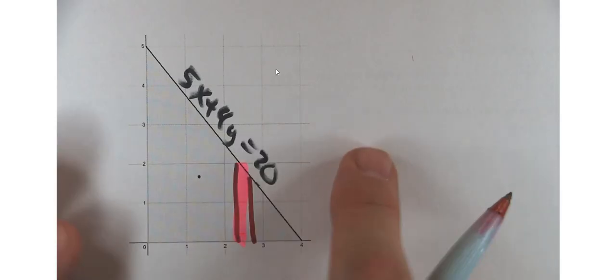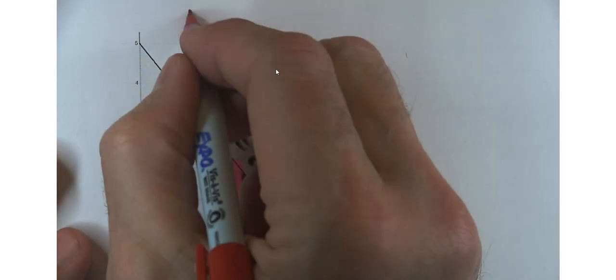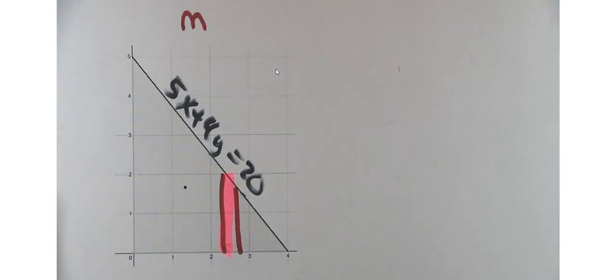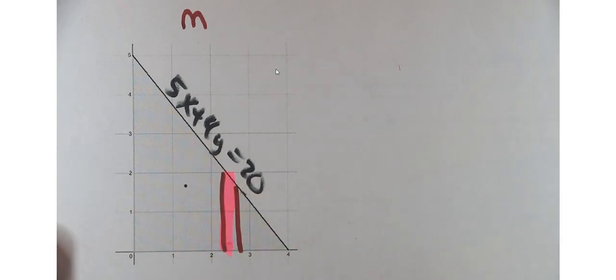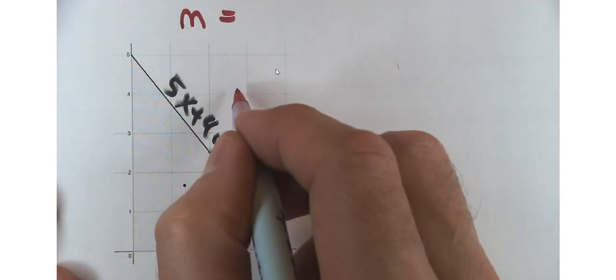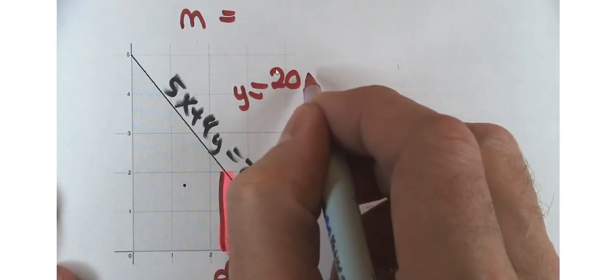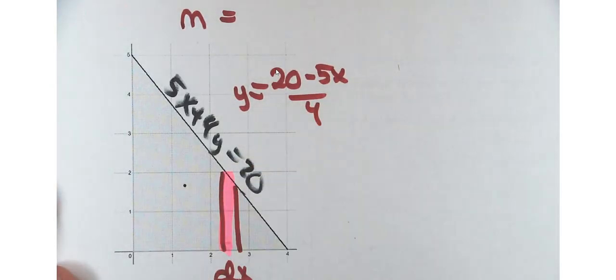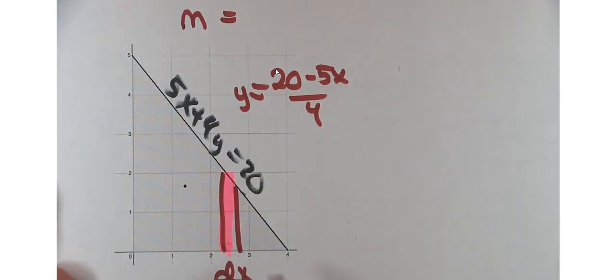First things first, we want to figure out the area. So let's see if we can find that area. I want to find the area of this whole region. Well, let's think. I want the height of this times the thickness. What's the thickness of this slice? dx. So that's telling me I want to have the height, everything in terms of x. So I can solve this equation here. That would be y equals 20 minus 5x divided by 4. That's going to be my height times the thickness.